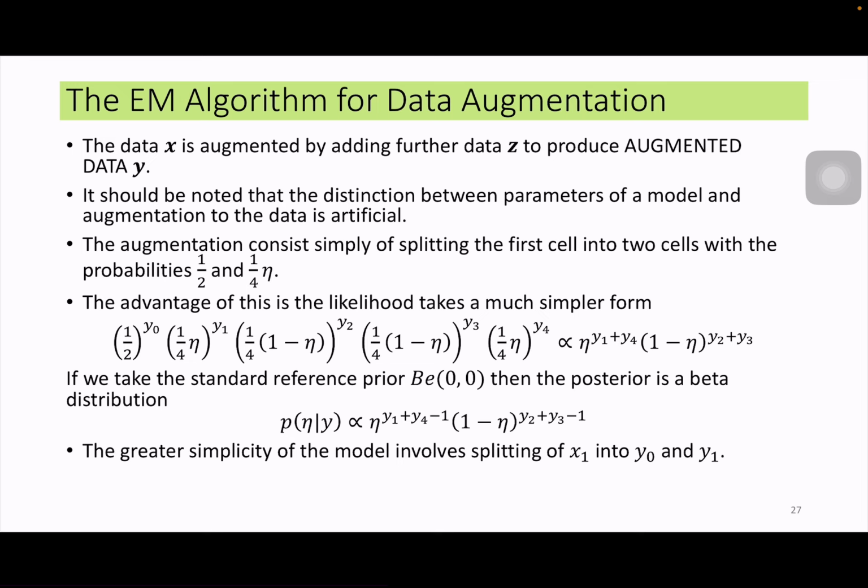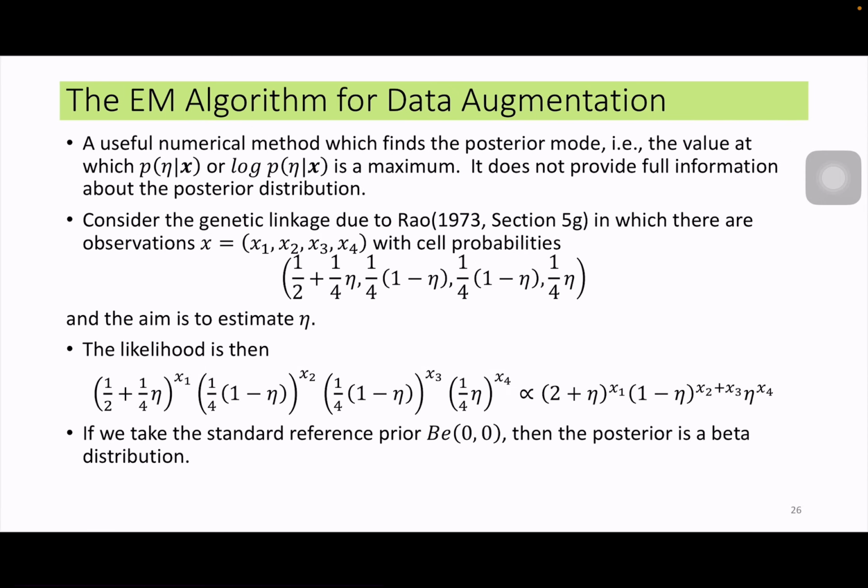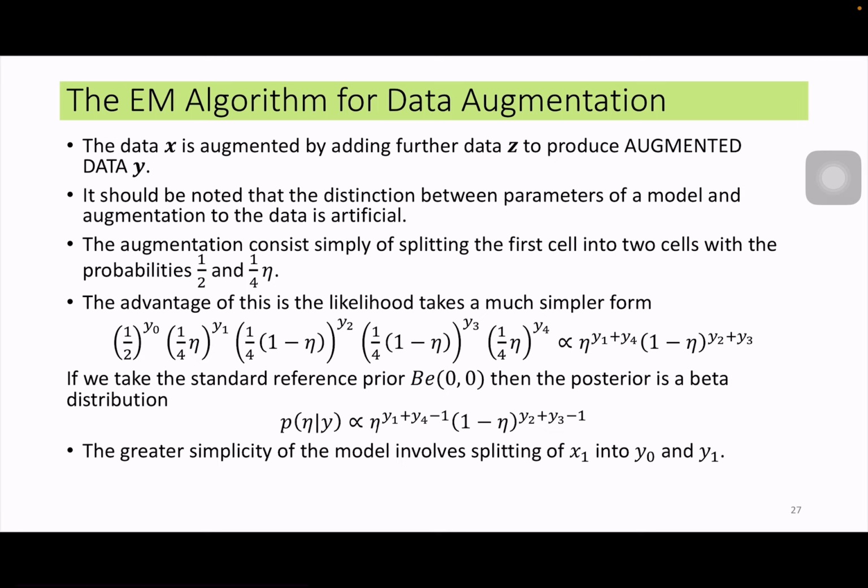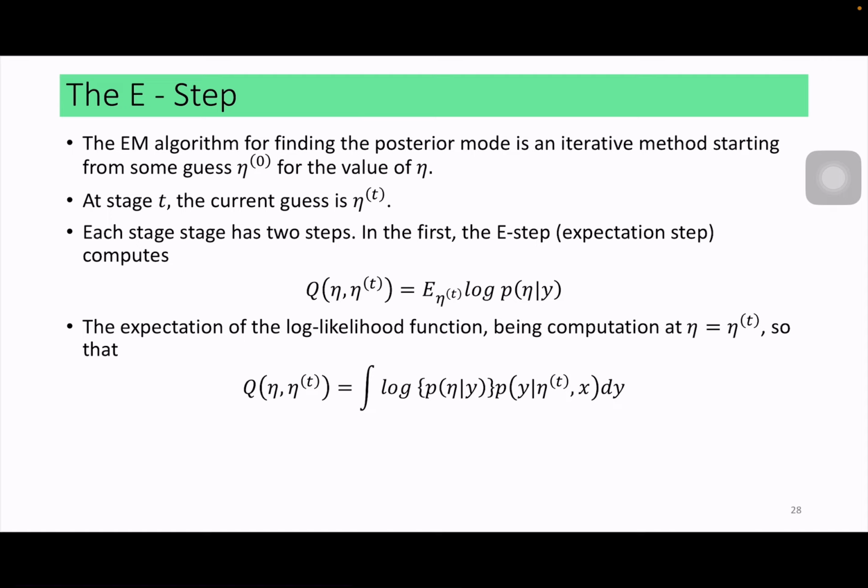If we take the standard reference prior to be the beta distribution, then the posterior is the beta distribution. The greater simplicity of the model involves splitting x1 into y0 and y1. The E step, the expectation step of the EM algorithm, is to find the posterior mode. It is an iterative method starting from some guess n0 for the value of n. At stage t, the current guess is nt. Each stage has two steps.